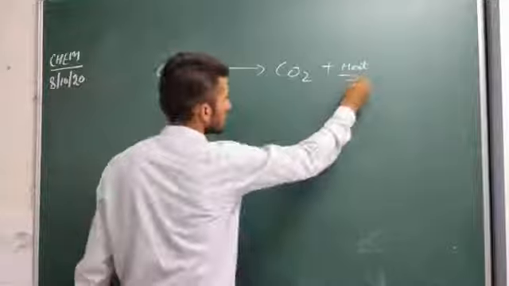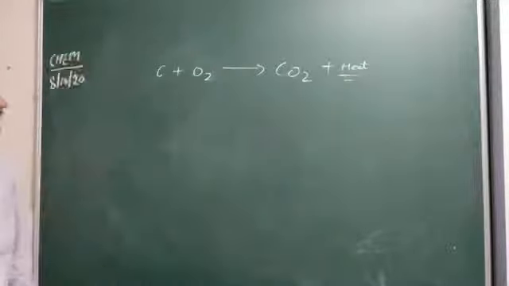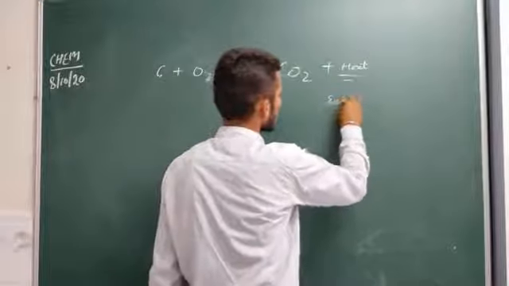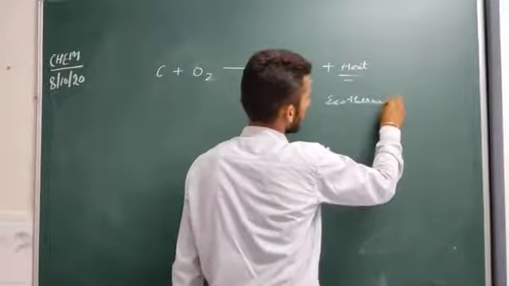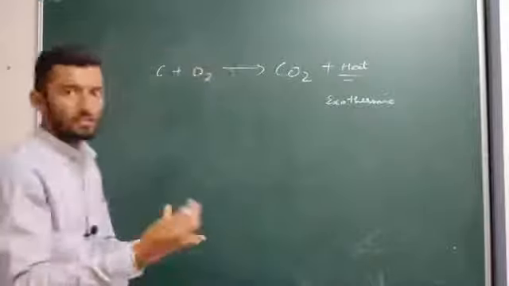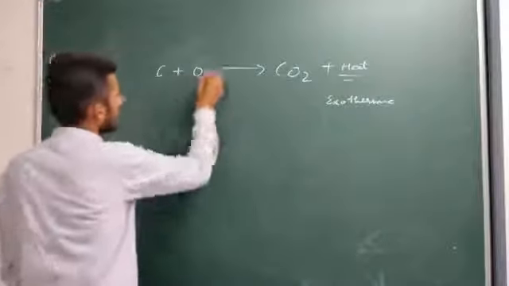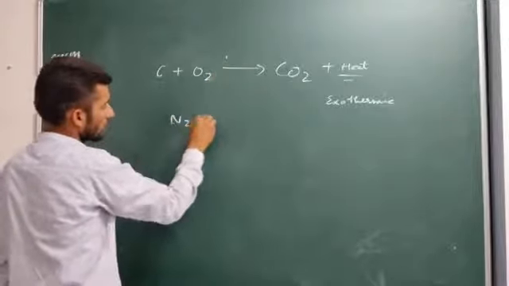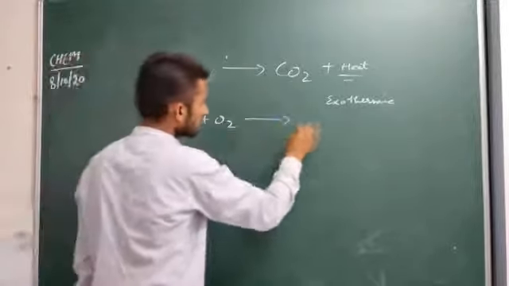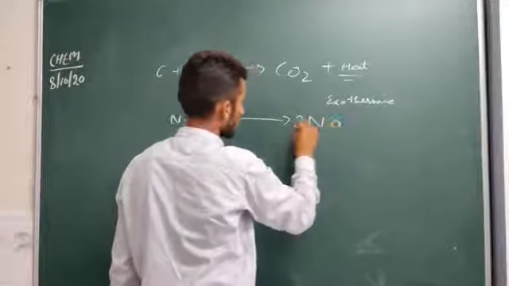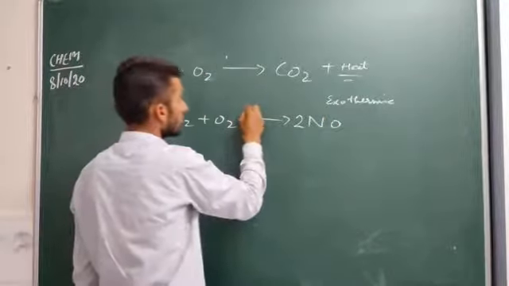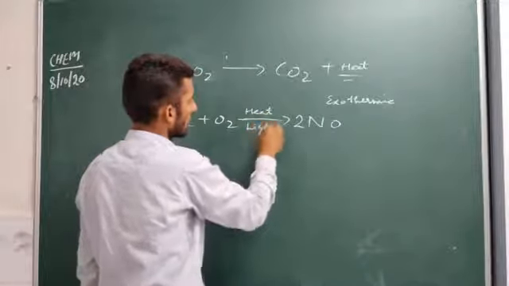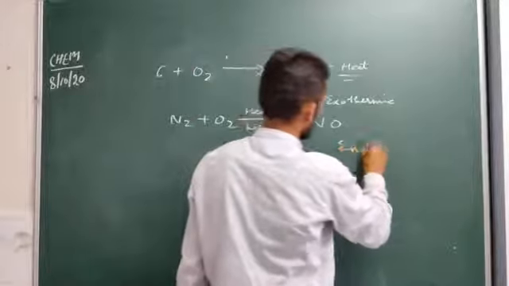Like this one, heat is given. If "plus heat" is given at the end, it means the reaction is exothermic in nature. It is evolving heat. Heat is given out. Similarly, if heat is written on the reactant side, like in another example, the formation of nitrogen monoxide, which involves heat and light also, that reaction is endothermic in nature.